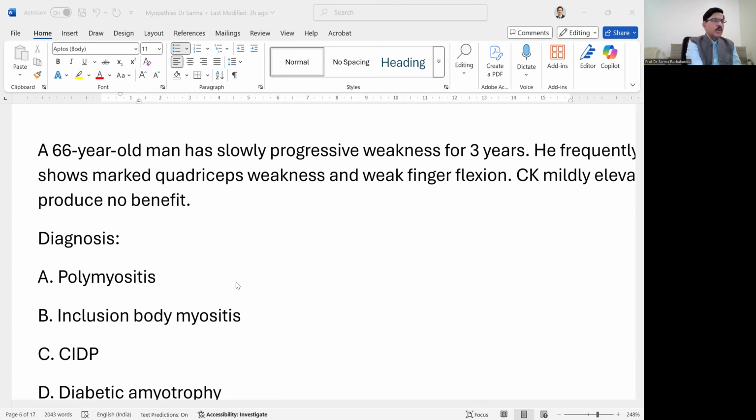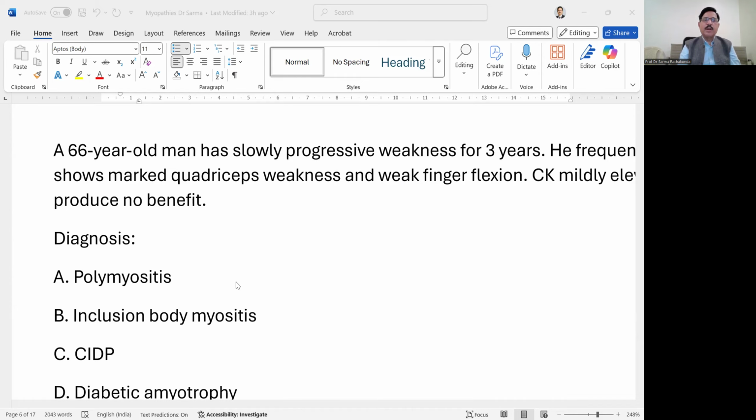Quadriceps weakness with finger flexion weakness is a typical combination which occurs in inclusion body myositis. They have quadriceps with finger flexion weakness, very typical of inclusion body myopathy. CK may be elevated, may not be elevated.